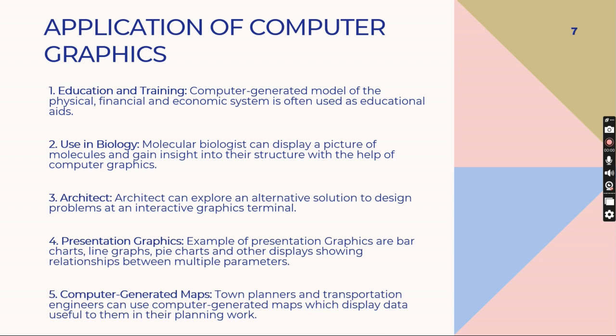Architects can explore alternative solutions to design problems at an interactive graphics terminal. Presentation graphics: examples are bar charts, line graphs, pie charts, and other displays showing relationships between multiple parameters. Computer generated maps: town planners and transportation engineers can use computer generated maps which display data useful to them in their planning work.